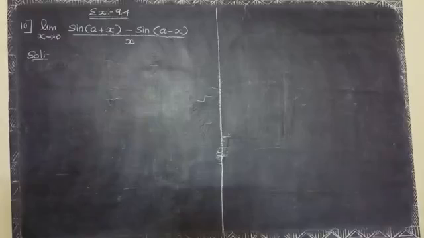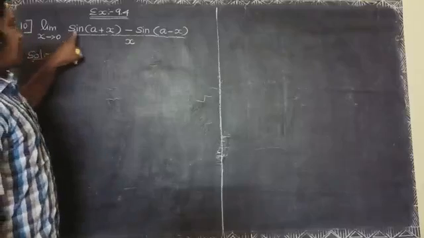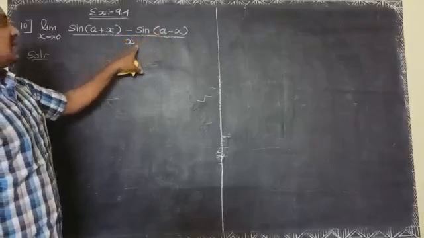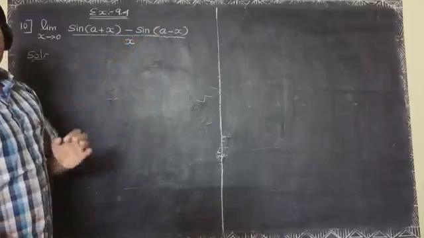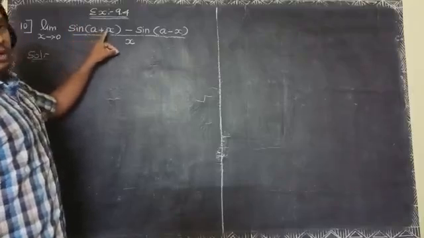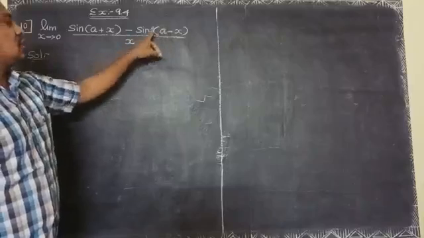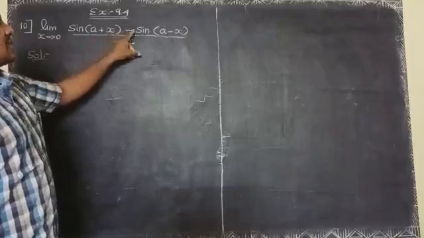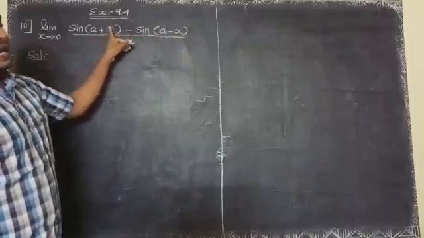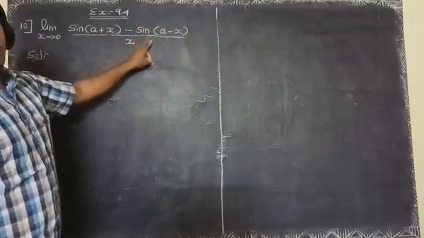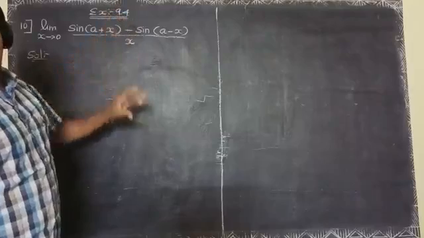Exercise 9.4 question number 10. Evaluate limit x approaches 0 of sin(a + x) − sin(a − x) divided by x. Here replace x equal to 0 into the function, that is sin(a + 0) − sin(a − 0) divided by 0. a + 0 is sin a, a − 0 is sin a. sin a − sin a is 0. Denominator also 0. 0 by 0 is an indeterminate form.